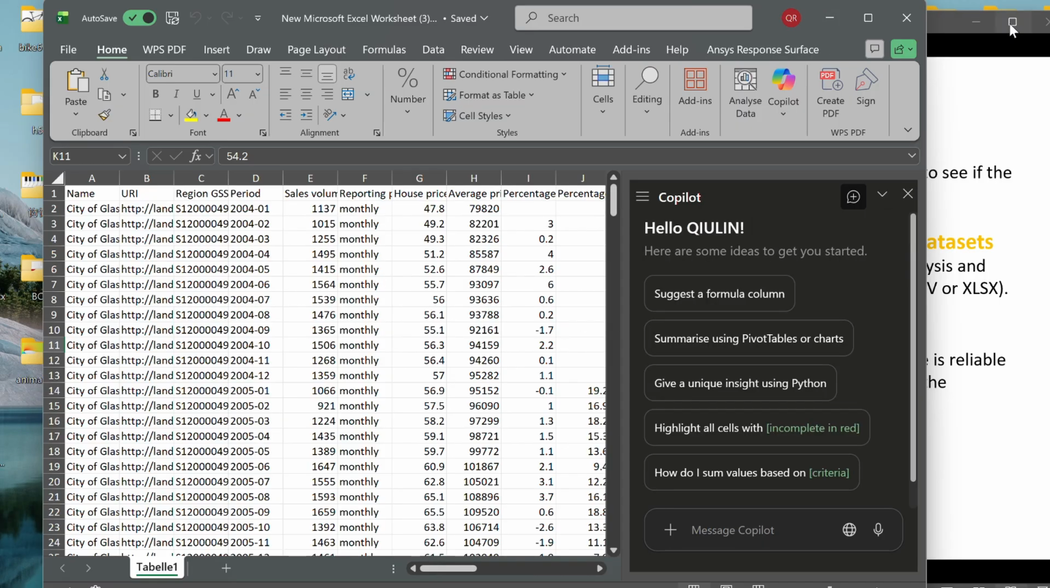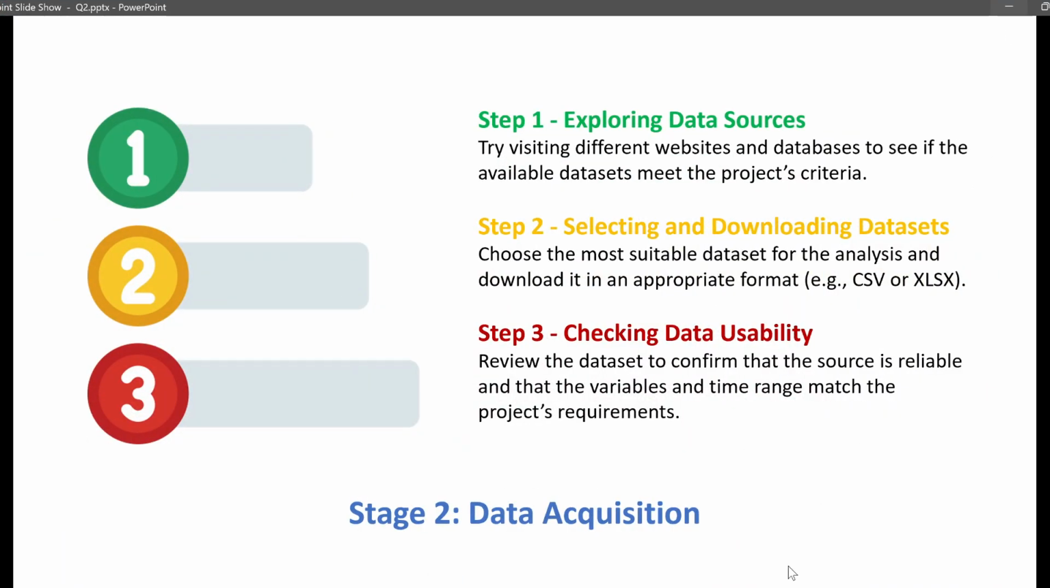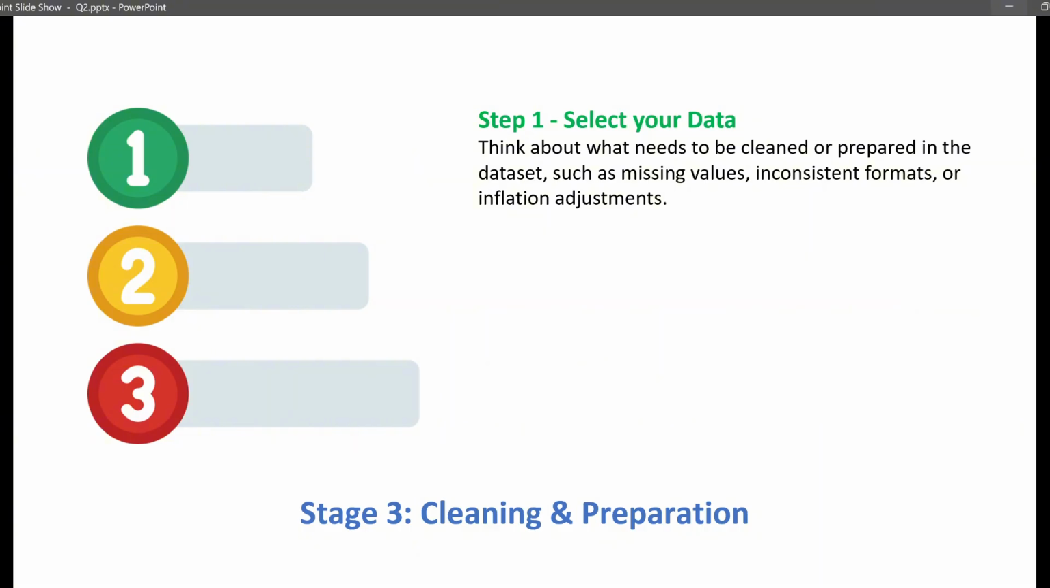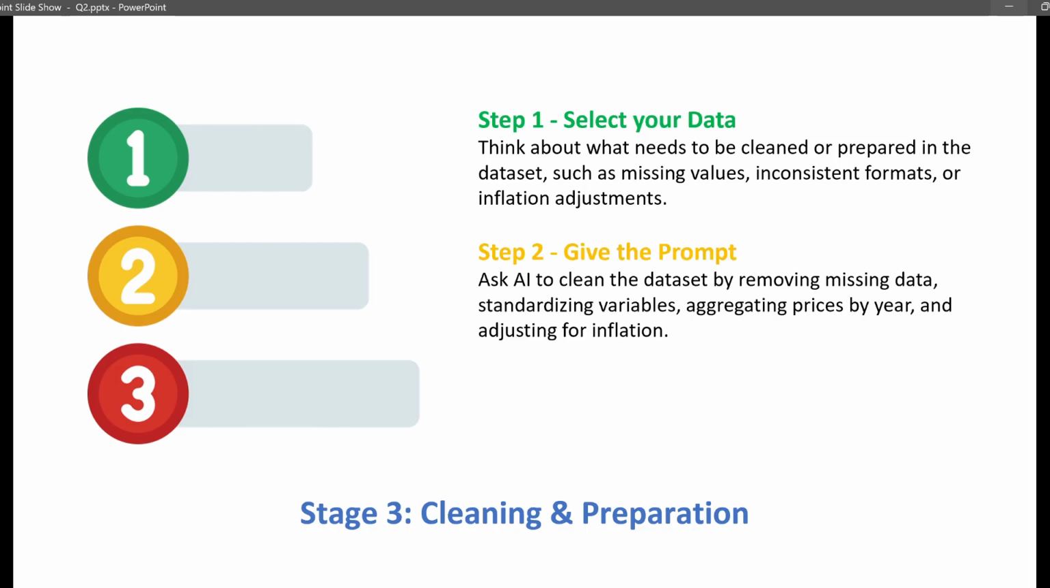Okay, let's move on to stage 3, cleaning and preparation. This step is all about getting data into good shape before analysis. In step 1, we look at what needs fixing, things like missing values, inconsistent formats, or prices that haven't been adjusted for inflation. Then in step 2, we give AI a clear prompt. For example, clean the dataset or remove missing entries. Group price by year or adjust inflation using the UK CPIs.